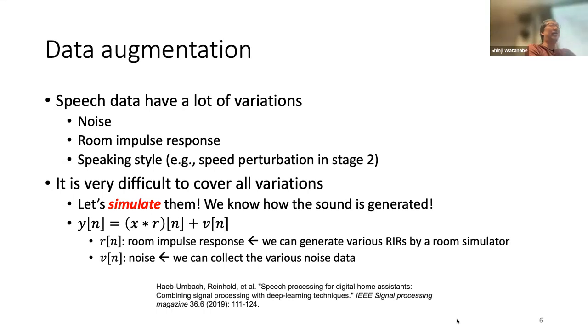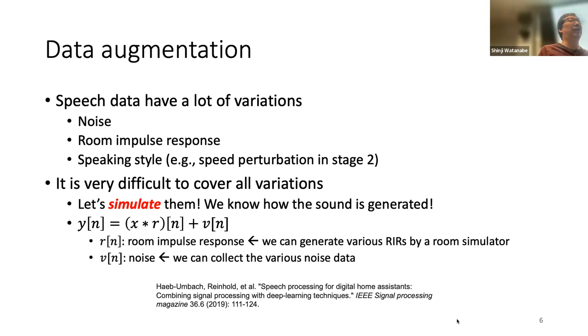As you know, speech data have a lot of variations. Of course, they come from natural sources like speaker characteristics or emotion, which are not easy to augment. However, other parts can be easily augmented. One issue is noise, which critically degrades our speech recognition performance. The room impulse response is also another big factor, which gives the speech reverberation and echo, and this also degrades the performance. These two are the most difficult components in speech recognition.